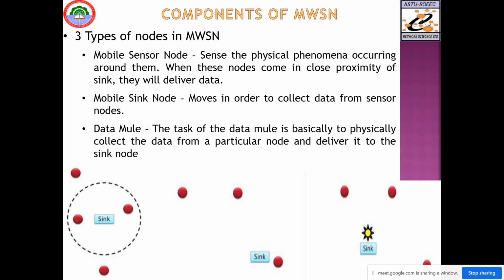So now the sync node goes to another sensor node and gets the data, and again moves to the next sensor node. It will continue like this until the sync node has collected all the information from the remaining sensor nodes.